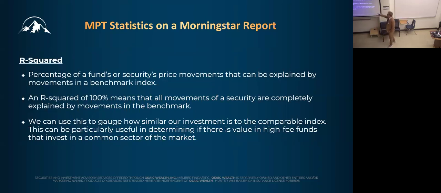So you can use this to gauge how similar an investment is to the comparable index, and it can be particularly useful in determining if there's value in high fee funds that invest in a common sector of the market. So if you are looking at a stock fund, a fund that picks stocks, and you're comparing it to the S&P, let's say its job is to also pick large stocks. If it has a low R squared, that means it's moving in different ways than the S&P. The S&P is doing things that are not necessarily affecting it.